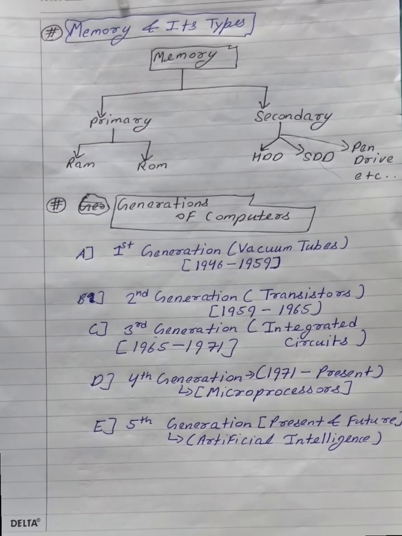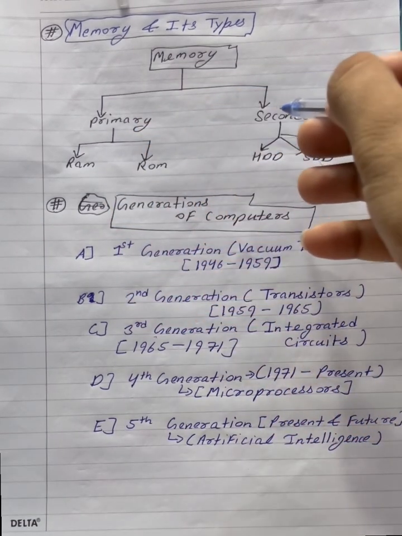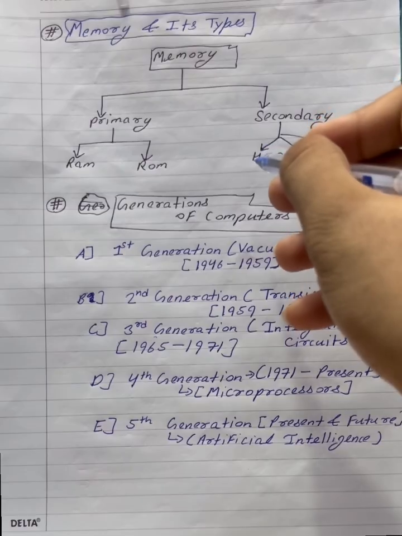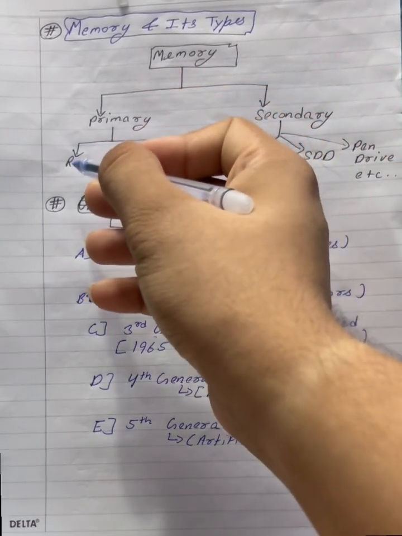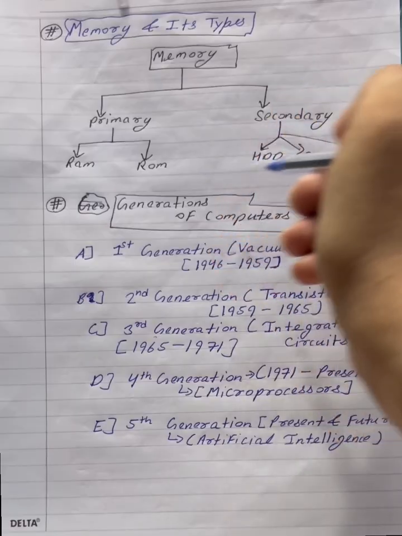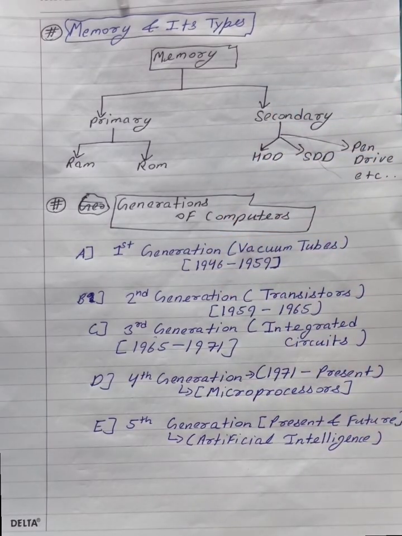It is divided into two types, primary and secondary, and they are further classified such as RAM, ROM, and if we talk about secondary, it is in HDD, pen drive, memory card, etc. I already explained the RAM and ROM, so let's directly move to HDD, but let's talk about at least what is primary and secondary memory.